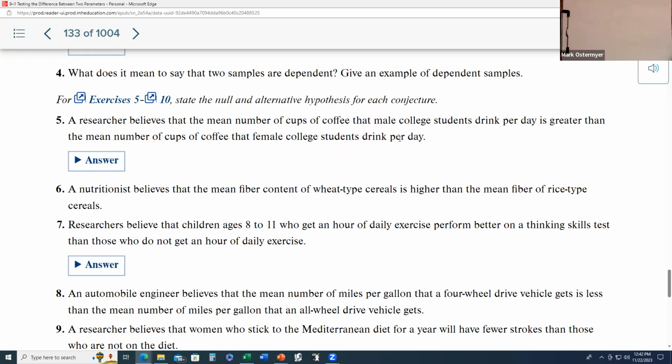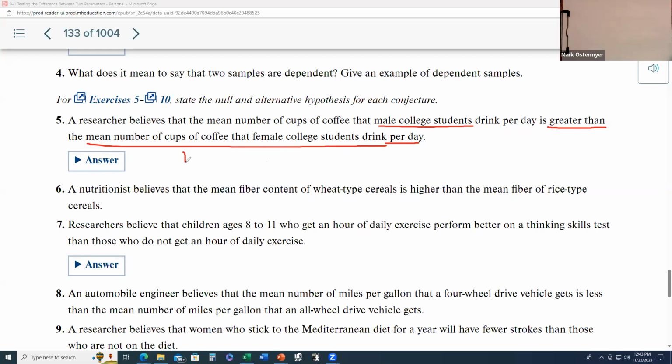Okay. So what hypotheses would we be testing here? Would this be a two-tailed test or an upper or a lower tail test? Anybody want to weigh in here? Upper tail. Okay. Yeah. Probably going to be an upper tail test because we have the statement greater than. So we're basically testing to see if the mean number of cups of coffee consumed by male college students is greater than that consumed by female college students per day.